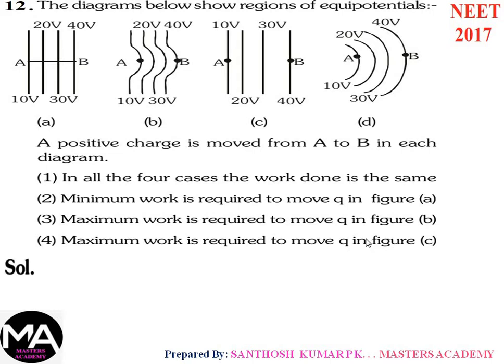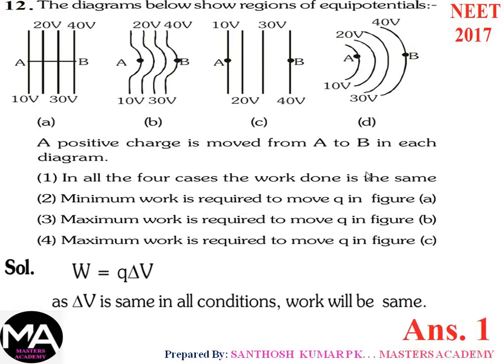Now here, we know that the work done is nothing but the product of charge into potential difference. So here in all the 4 cases, if you consider the equipotential surfaces 10 volt, 20, 30, 40, each surface is having the common potential difference 10 volt. Similarly here also same 10, 20, 30, 40. That means the potential difference is same. If the potential difference is same, then in all the 4 cases the work done is the same. Therefore, the option is the first one.